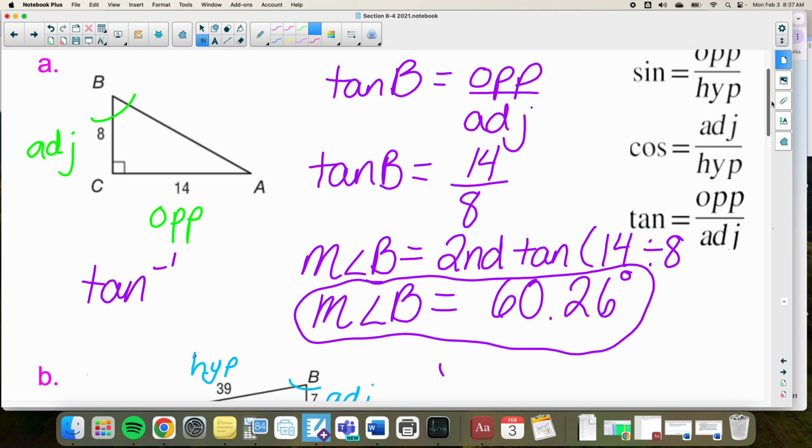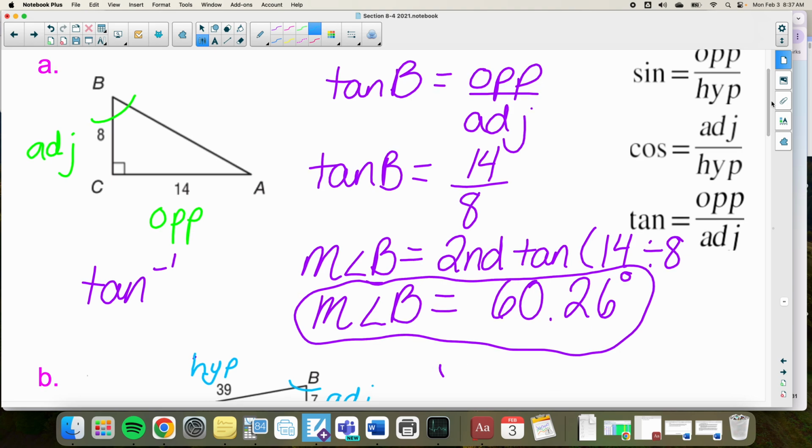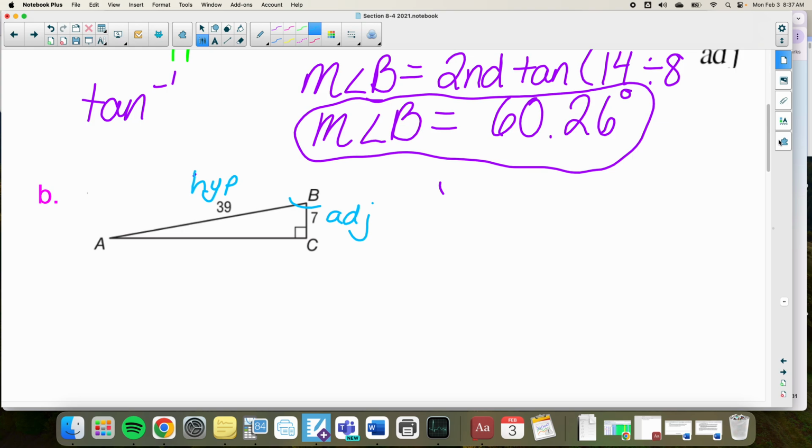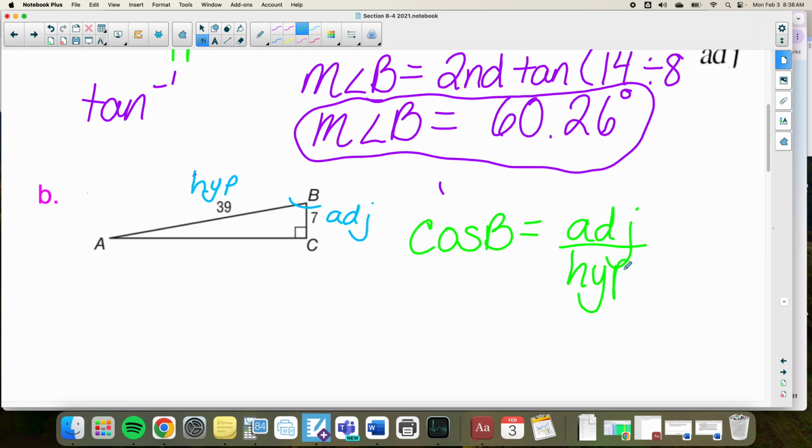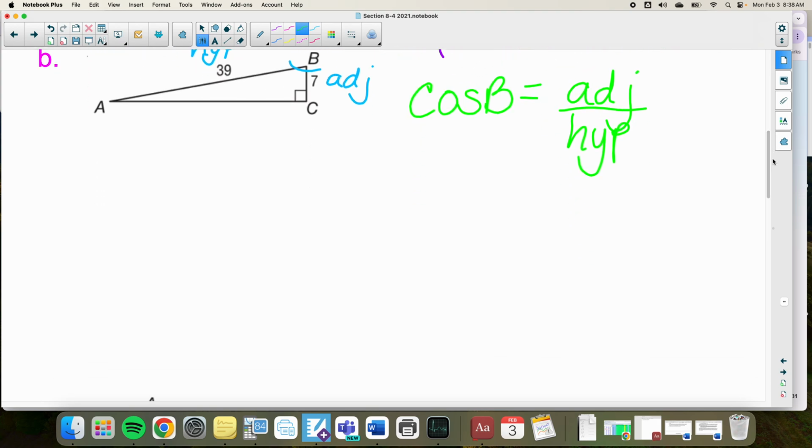And then we're gonna think of what trig function is that. So adjacent and hypotenuse is cosine, right? So we're gonna go cosine of angle B is adjacent over hypotenuse, and cosine of B, adjacent is 7, hypotenuse is 39.